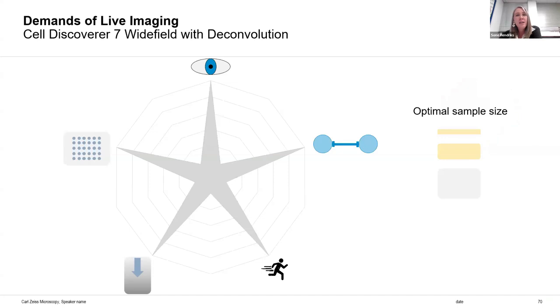To sum up, the Cell Discoverer is a quite unique system that can bridge the gap between wide field and confocal microscopy and can be very versatile depending on experimental needs. This type of system can also be fitted with the Aries scan detector to give you super resolution results.